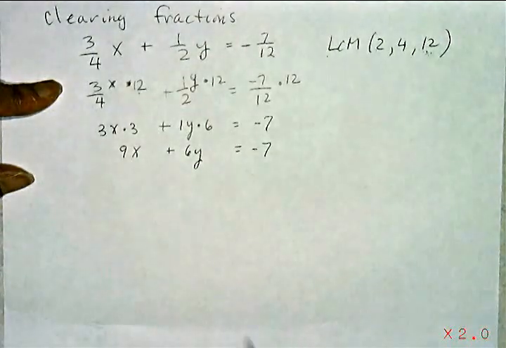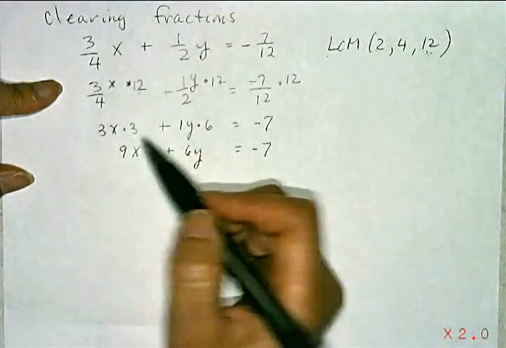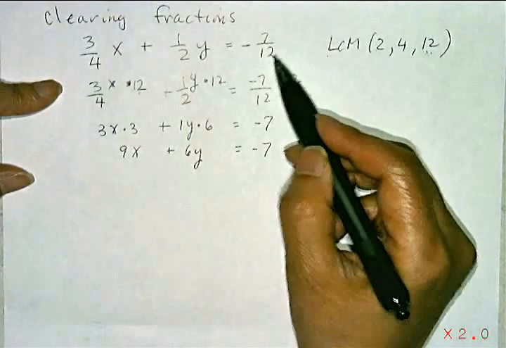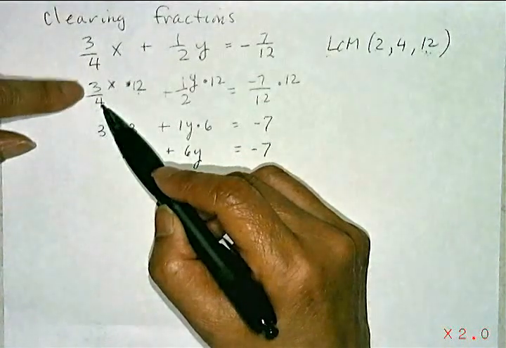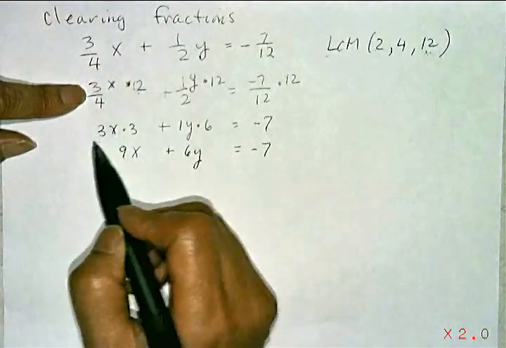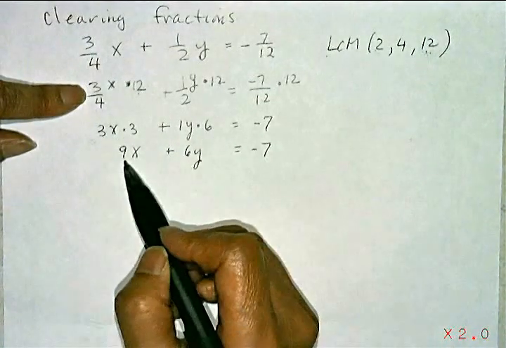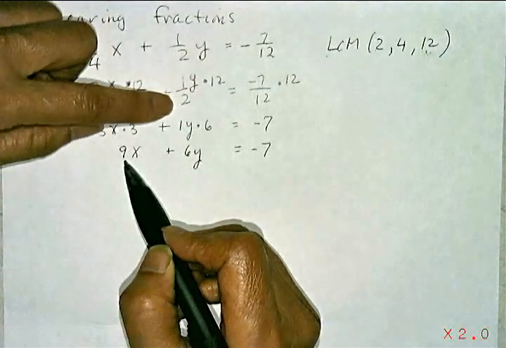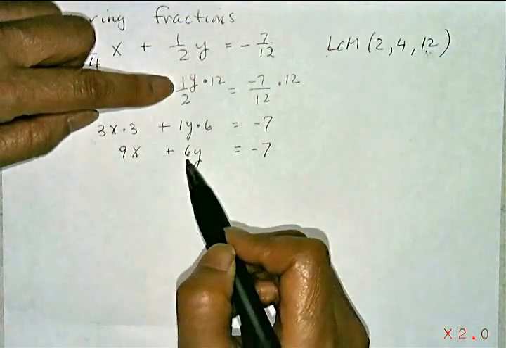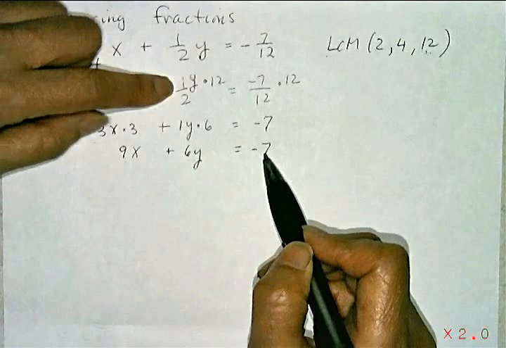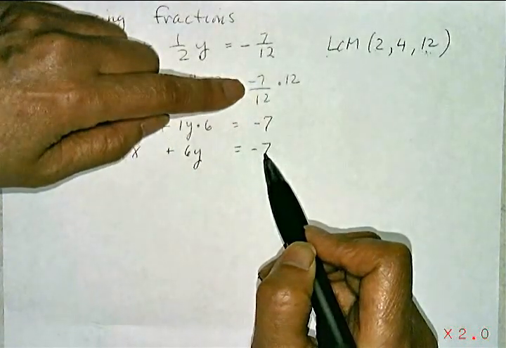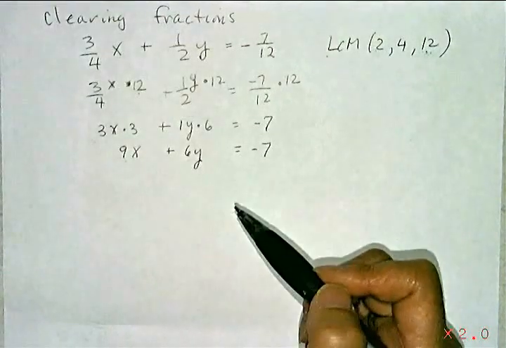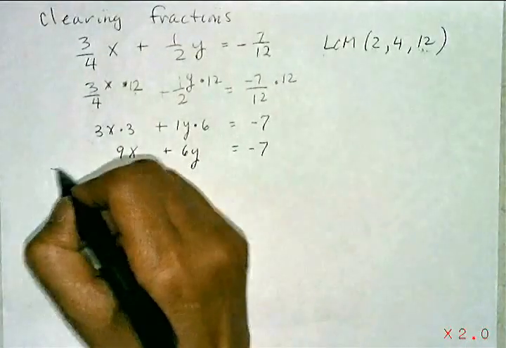If you are going to do it mentally, and you know your lowest common multiple is 12, then it's 12 divided by 4 is 3, times 3 is 9. So we can skip this step here. 12 divided by 2 is 6, times 1 is 6, and we're talking y's. 12 divided by 12 is 1, times negative 7 is negative 7. And that's it. That's method 1.